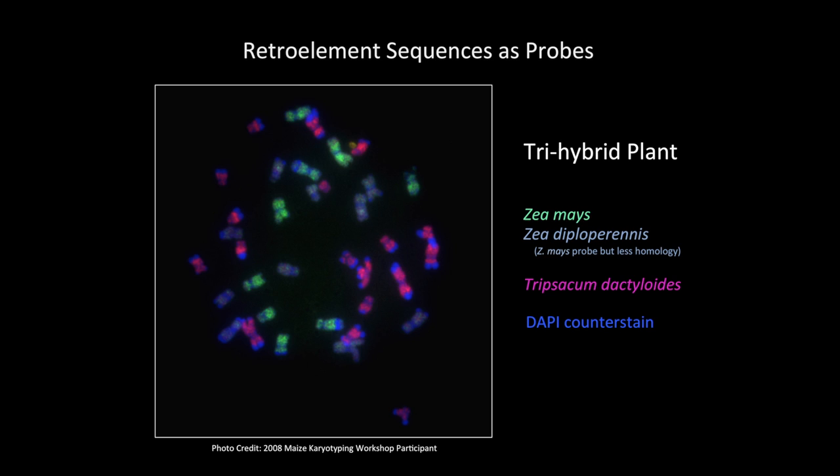The same can be said of retroelement sequences, unless, for example, they're used for genome karyotyping of allopolyploids, plants whose genomes come from two or more different species. The chromosomes derived from each parental lineage in this trihybrid are visible as three different colors.